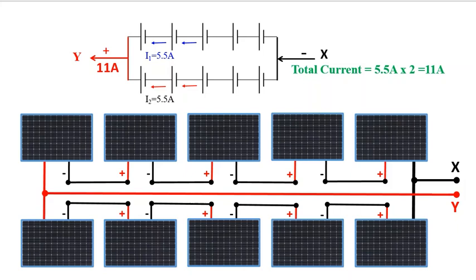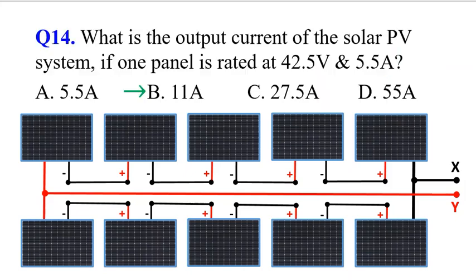So you have another set in parallel to the first 5 panels. That I put here as I2, that is also 5.5 amperes. So these 5.5 in the first branch, that is I1, and the second branch current I2, 5.5. These two parallel branches will inject a total current of 11 amperes to the main branch. So your final answer is 11 amperes. So the answer is B.